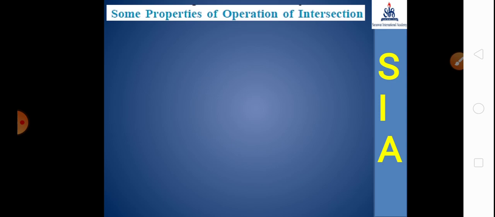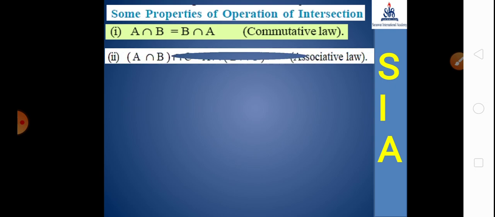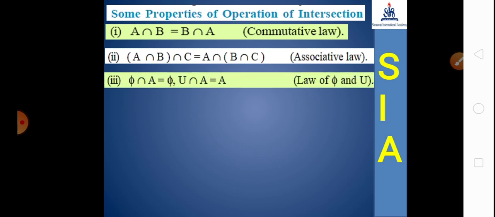Next, some properties, same as union, according to intersection. So here first, A intersection B is equal to B intersection A. It is a commutative rule. Second, A intersection B intersection C is equal to A intersection B intersection C. Only the bracket changes. That rule is called the associative rule. Third, null set intersection A, or universal set intersection A. Your answer is, first of all, null set. Second, A. Students, null set has no elements. Intersection A for any elements, sure, the answer is null set because they have nothing common.